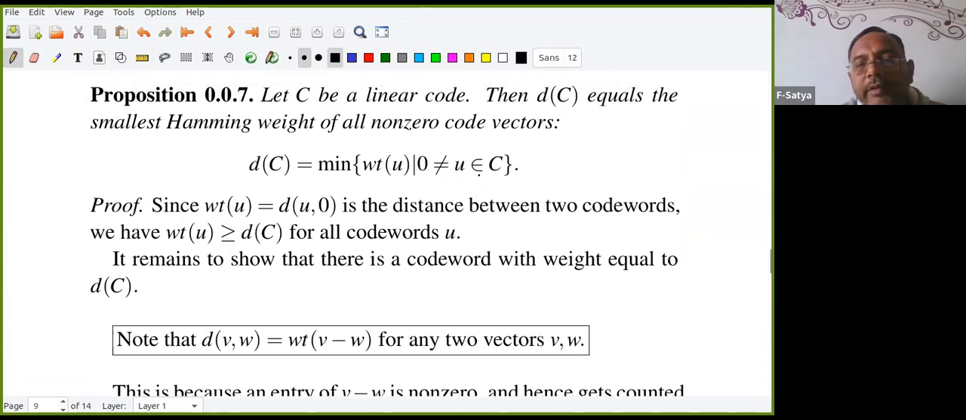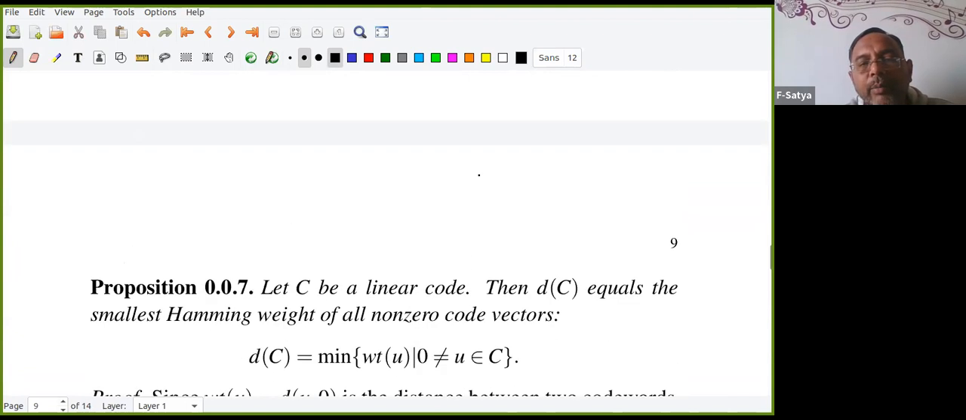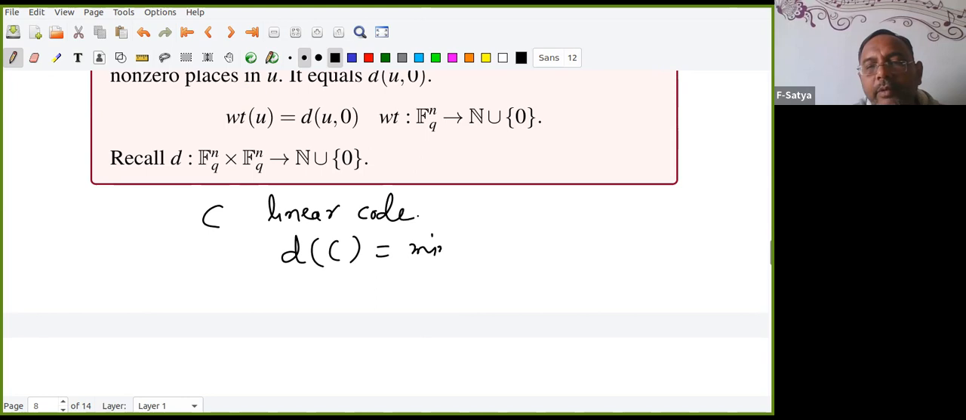So this is a very important theorem actually. The proof is again very simple. The distance of the code is equal to the minimum weight. So how do you prove it? Now I'm not showing that result yet. Let C be a linear code. What is the claim? The distance of the code is equal to the minimum of the weight of u, where u varies over C.